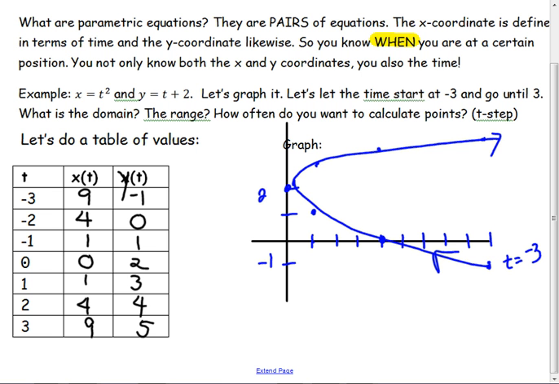Now, I can't necessarily look at x equals t squared, y equals t plus 2, and say, oh, I know what that's going to be. But I can eliminate the parameter. Okay, first, before I do that, let's look at the domain and the range. And actually, it should have stopped at 9, so that's where it stopped.